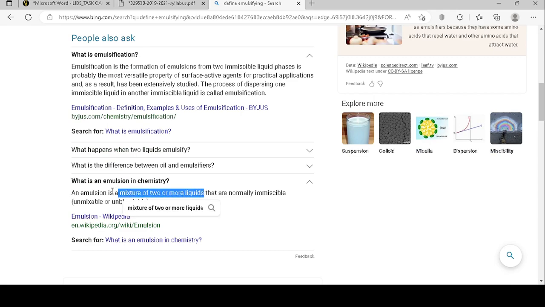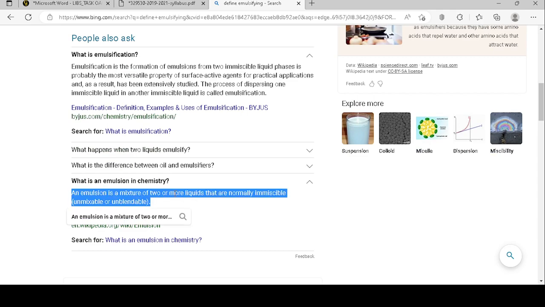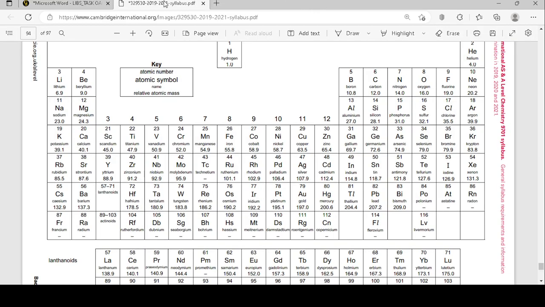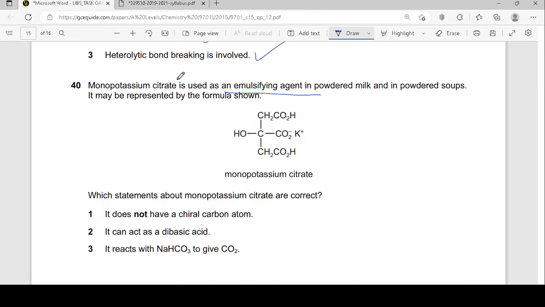An emulsion is a mixture of two or more liquids that are normally immiscible, like unmixable or unblended. Okay, interesting. So you're forcing them to mix together, I guess. Anyways, it's used as an emulsifying agent in powdered milk and in powdered soups. Probably that's what they mean in this context as well. It may be represented by the formula shown.